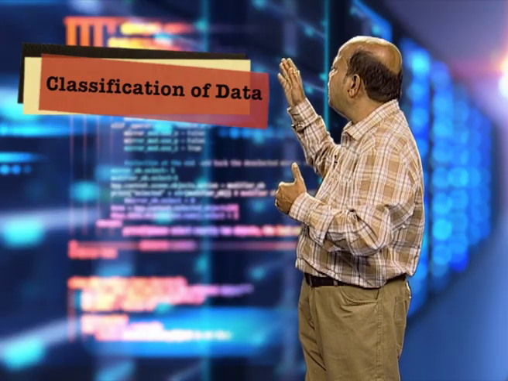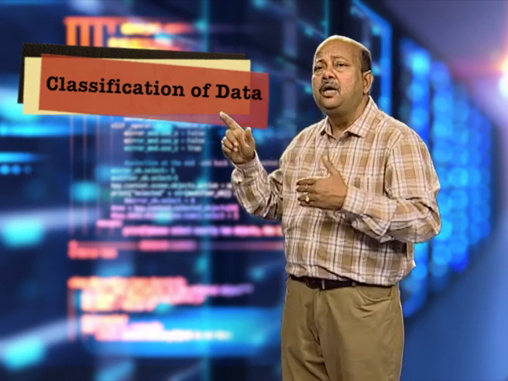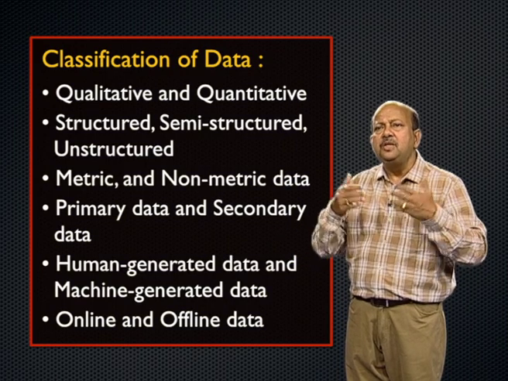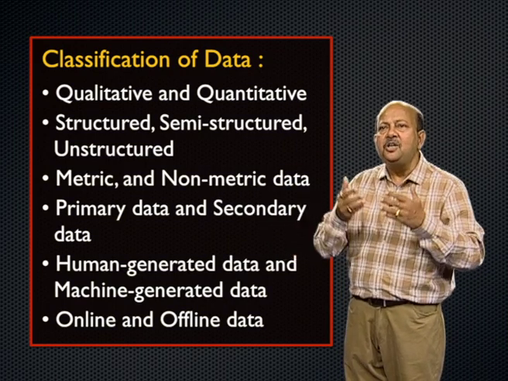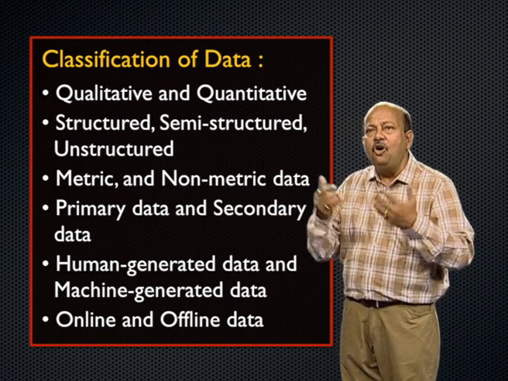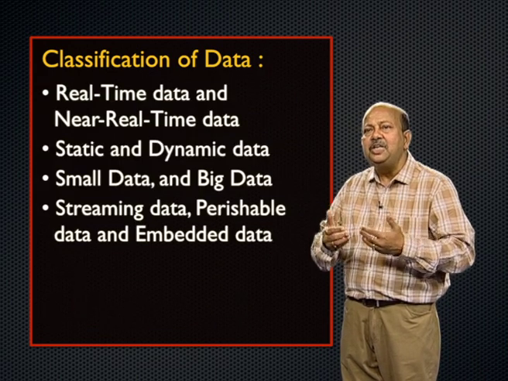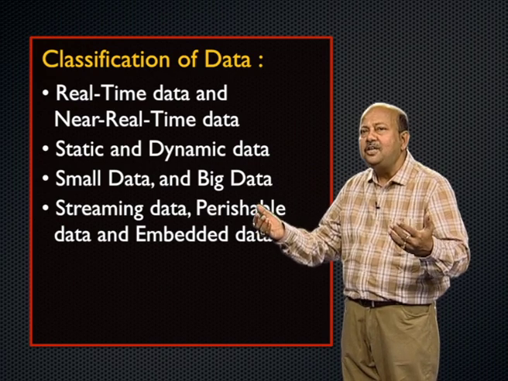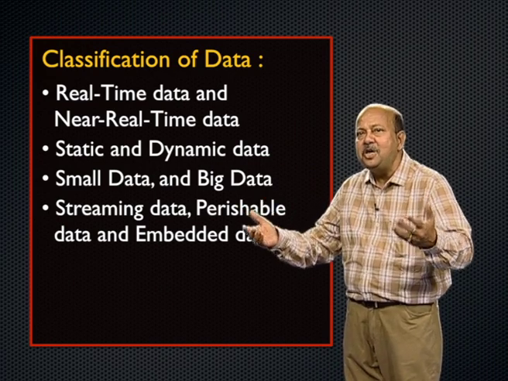These are the classification of data. We will try to understand the difference between the following categories of data: qualitative versus quantitative, structured, semi-structured, unstructured, metric, non-metric, primary, secondary, human generated, machine generated data, online, offline, real time, near real time data, static, dynamic data, small data, big data, streaming data, perishable data and embedded data, and discrete and continuous data, subjective, qualitative, quantitative data, subjective, descriptive data.